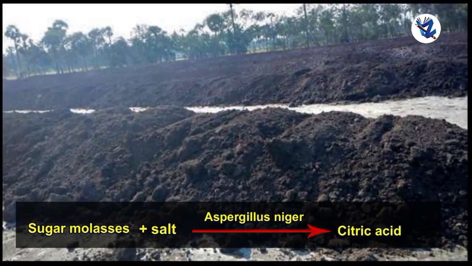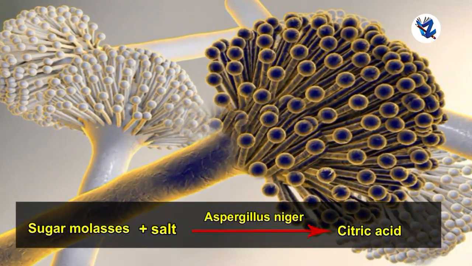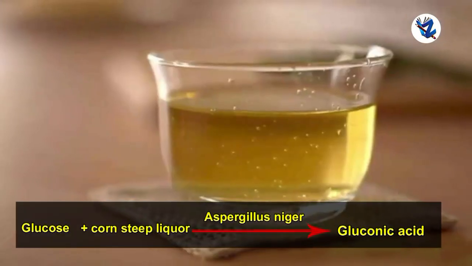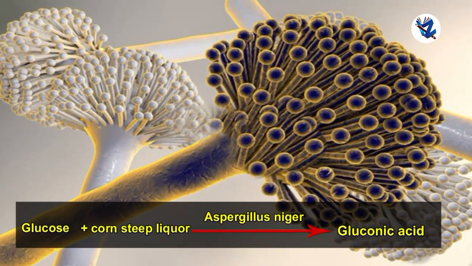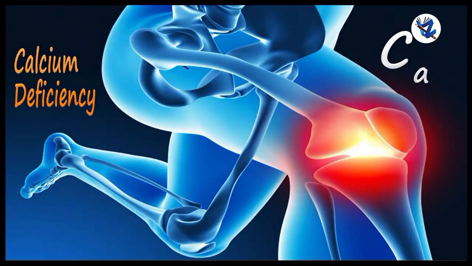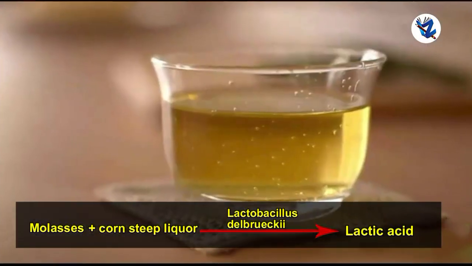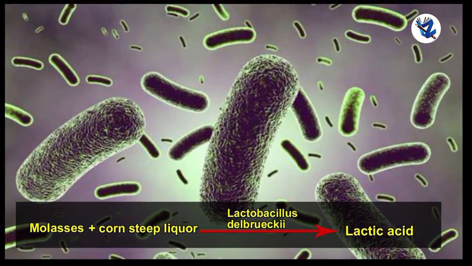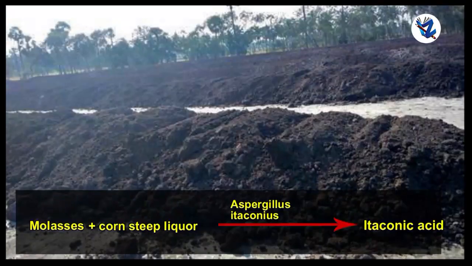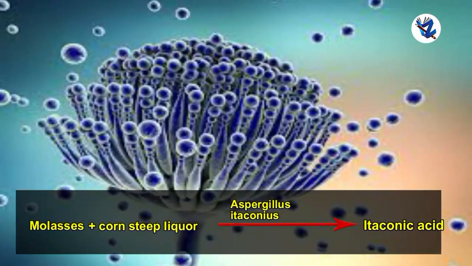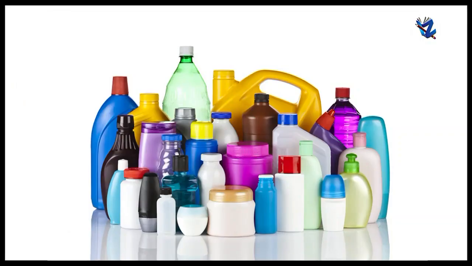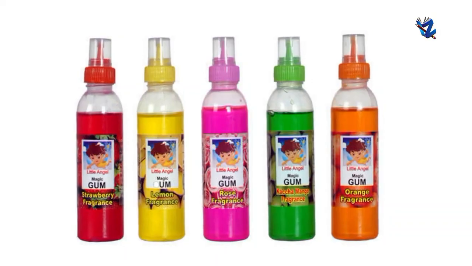Then sugar molasses, salt, Aspergillus niger, citric acid, drinks, toffee, chocolate production. Then glucose, corn steep liquor, Aspergillus niger, gluconic acid, production of minerals used as supplement for calcium and iron. Molasses, corn steep liquor, Lactobacillus delbrueckii, lactic acid, source of nitrogen and production of vitamin. Then molasses and corn steep liquor, Aspergillus itaconicus, itaconic acid, paper, textile, plastic industry, gum production.